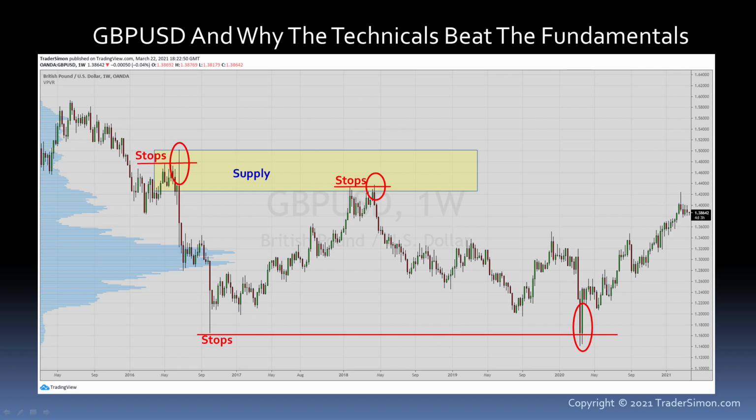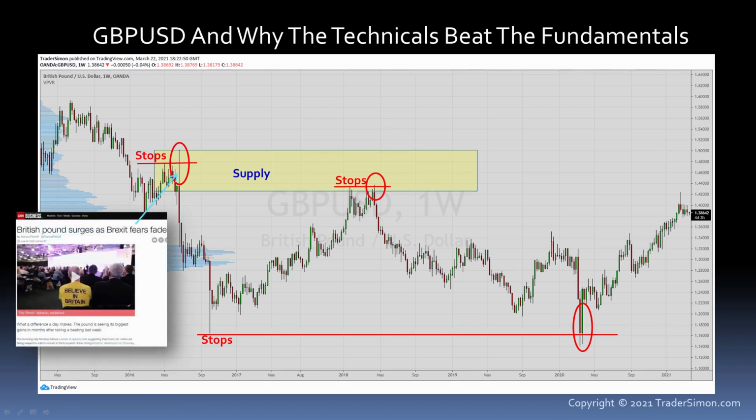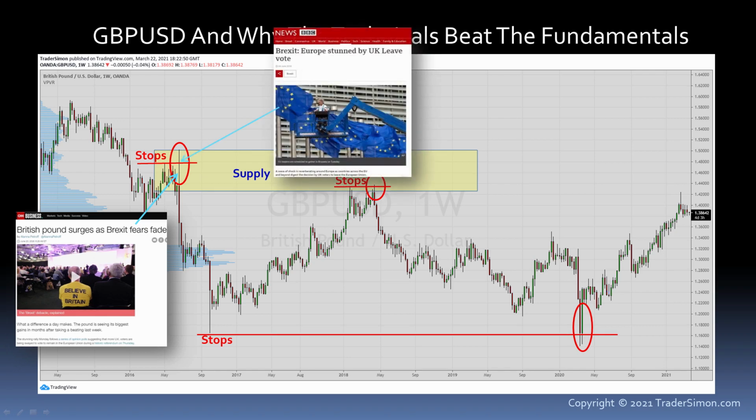Now, let's actually see what happened in the news around the time of those stop hunts. On June the 20th, 2016, CNN said the pound was surging, and that, if you were just following the news, may have got you to buy the pound. Then 4 days later, on June the 24th, the UK voted to leave Europe, and the pound reversed. Now, if you'd just seen the stop hunt and the reverse, it would have made complete sense to you, and you wouldn't have been caught out by conflicting news headlines.